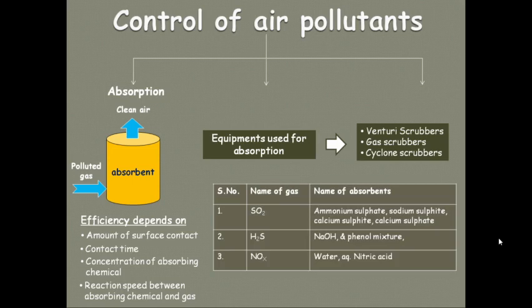In this table, we can see which specific absorbent is used for removal of any particular gas. For example, if we want to remove sulfur dioxide from the gas mixture, then the absorbents that should be used are ammonium sulfate, sodium sulfite, calcium sulfite or calcium sulfate. If we want to remove hydrogen sulfide from the mixture of gases, then a sodium hydroxide and phenol mixture is used as an absorbent. For removal of various oxides of nitrogen, which are commonly termed NOx, water or aqueous nitric acid is used as an absorbent. So our selection will be based on what specific polluted gas we want to remove from the mixture of gases. That was all about the control of air pollutants through absorption technology.